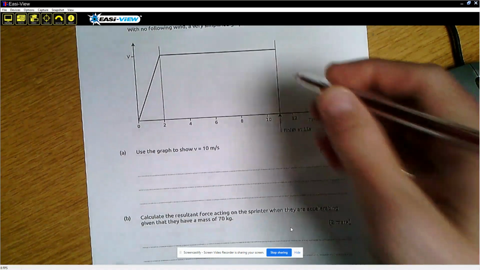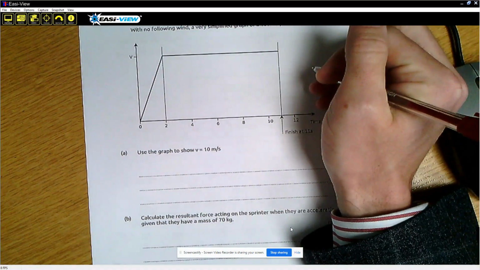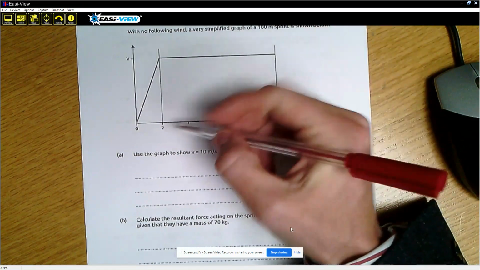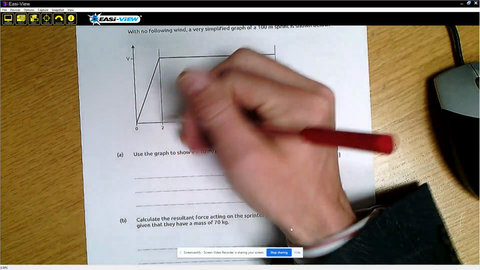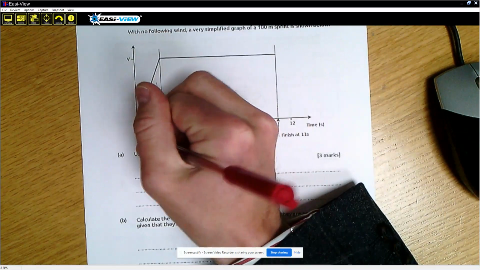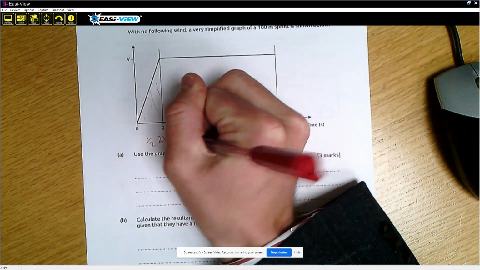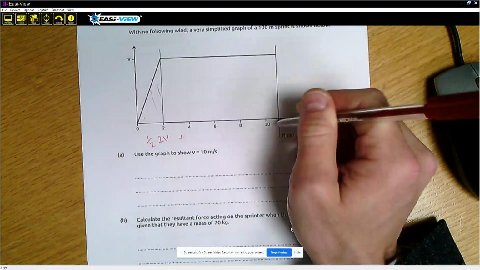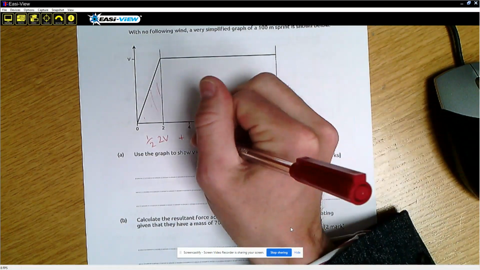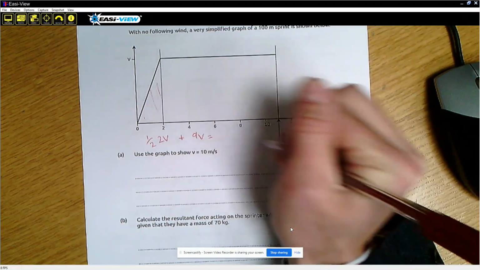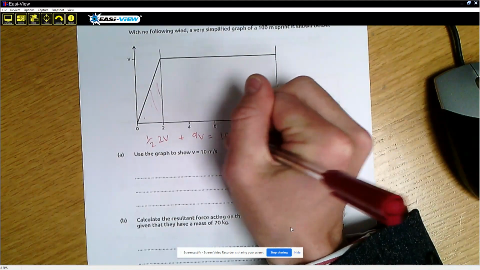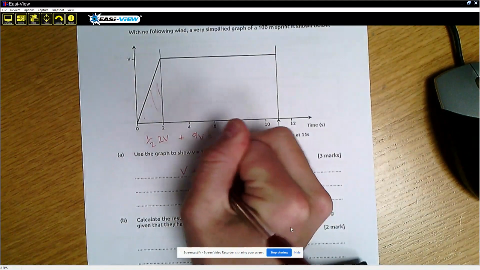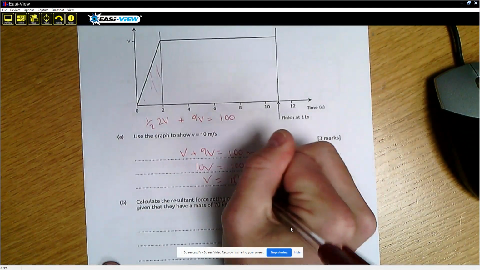Okay, so this whole area, it's a velocity-time graph, so the whole area will equal 100 meters. So 2 lots of v. So the area of this triangle is 1/2 of 2v. And then if we add that to the area of this rectangle, just be careful, it's 2 to 11, so that's 9 seconds across, 9 lots of v equals 100 meters. So v plus 9v equals 100 meters. Therefore 10v equals 100 meters. Therefore v equals 10 meters per second.